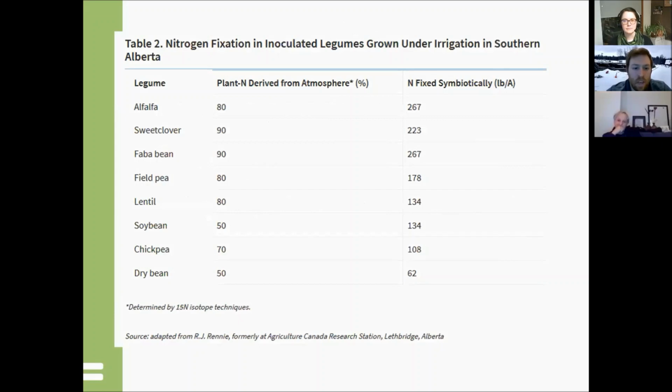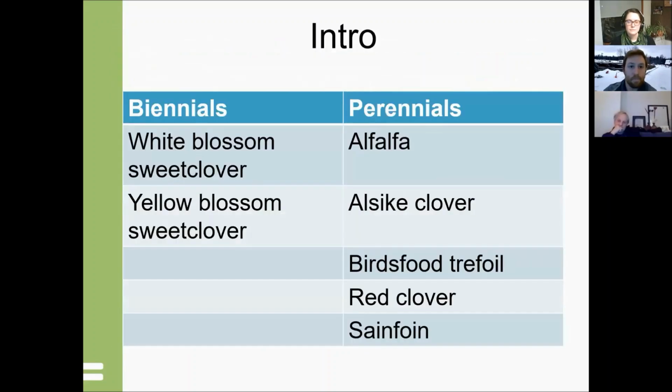So this is a table from Alberta. And of course, these are in irrigated conditions. But in alfalfa, there is a crop that was able to fix 267 pounds of nitrogen per acre. And then, of course, it goes down the list, but sweet clover also did pretty well. So there is a lot of nitrogen that can be fixed from the atmosphere through this association.